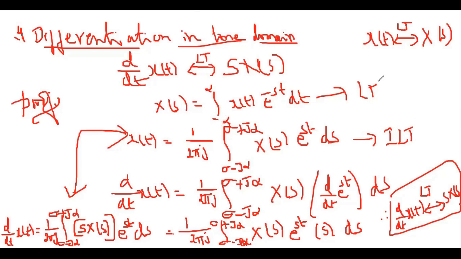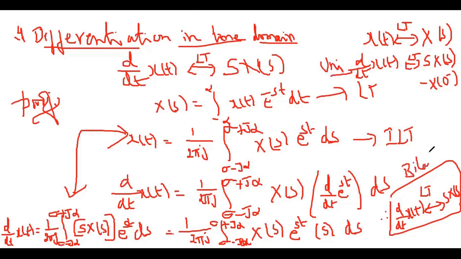For unilateral, d by dt of x of t, the Laplace transformation is s into x of s, and there is another term, minus x of 0 minus. This is for unilateral, and the other one is bilateral. For the remaining properties, bilateral and unilateral are the same, with the only difference in the differentiation in time domain property. Got it?